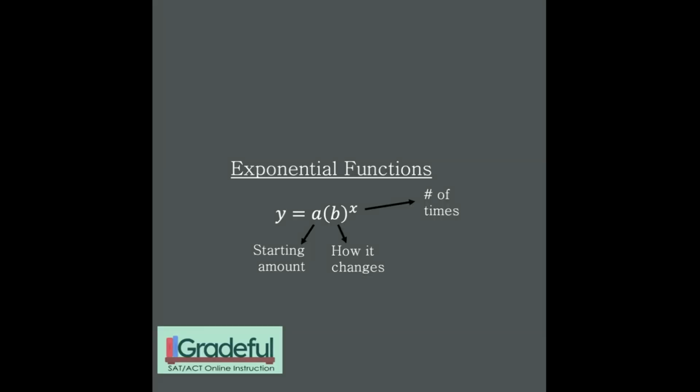Now, the general format of an exponential equation, which you absolutely should know, is that it starts at some amount and then changes by some amount x number of times. So a is the starting amount, b is how it changes, x is the number of times. And you should have that memorized for sure.